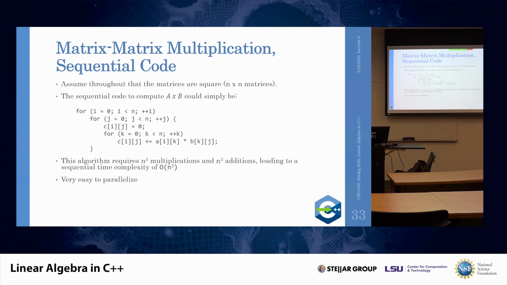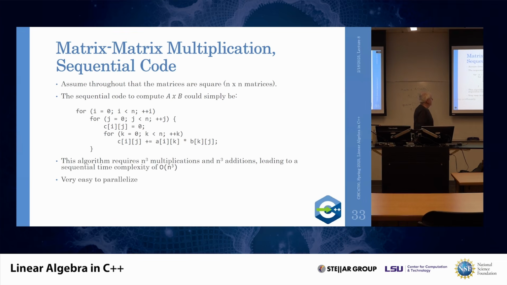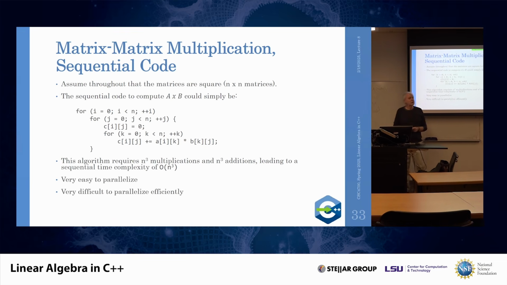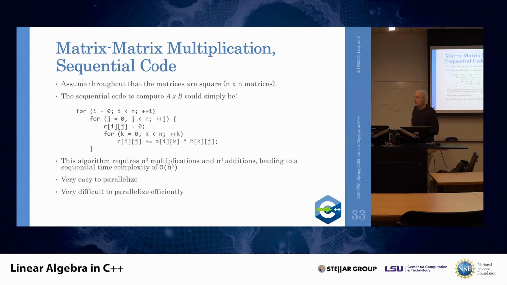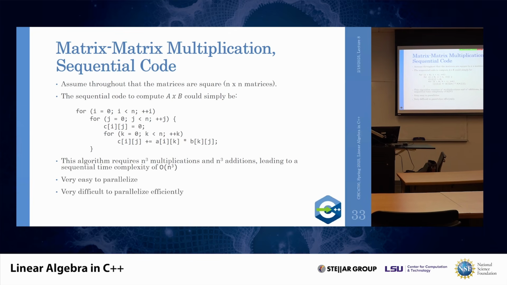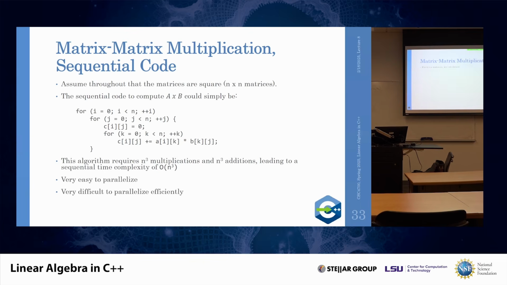Luckily, it's very easy to parallelize. But unlucky for us, it's very difficult to parallelize correctly. People have spent their whole careers coming up with matrix multiplication algorithms that give you something close to the peak performance of what the hardware can support. Really, you can spend a lifetime doing that. And we will see some of the reasons for that in a minute.